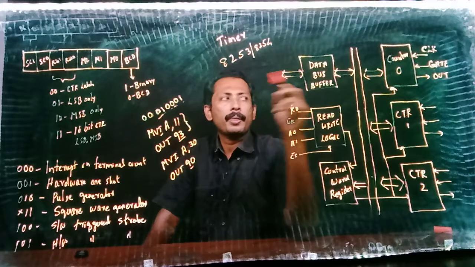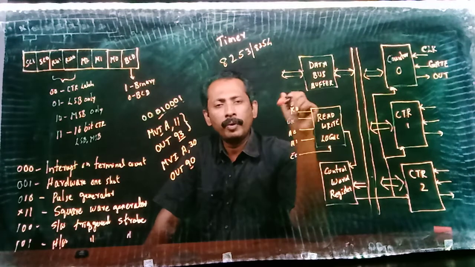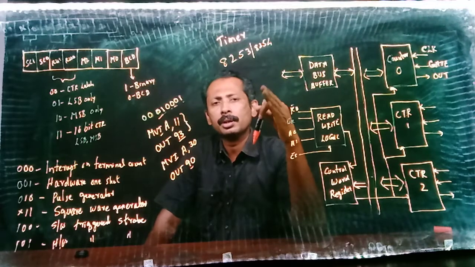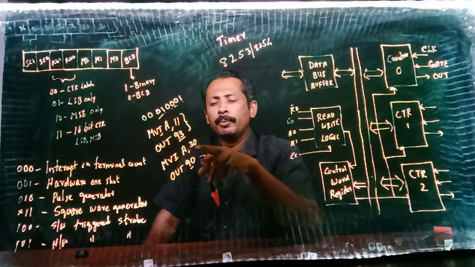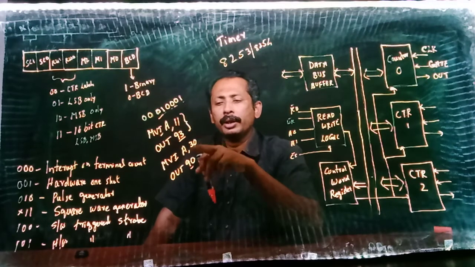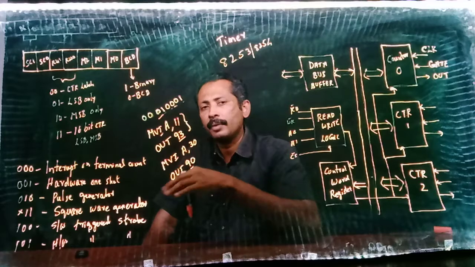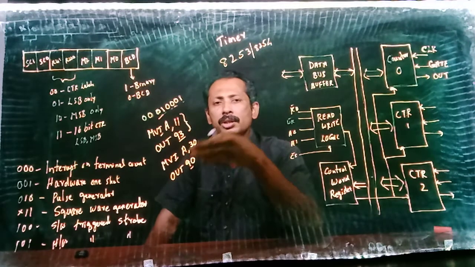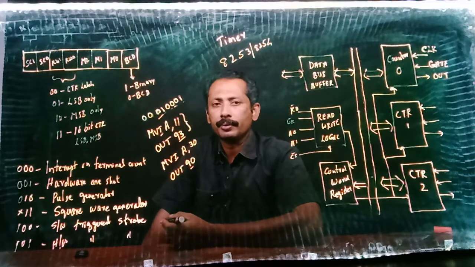After this, if the gate is enabled and when we apply clock, during each clock pulse the counter gets decremented. So that will become 2F after the first clock pulse, then 2E, 2D, 2C, 2B, 2A, etc. And when the count reaches 00, the state of the output changes.